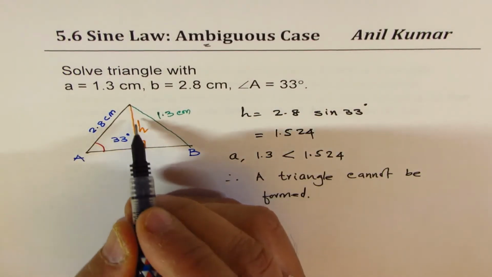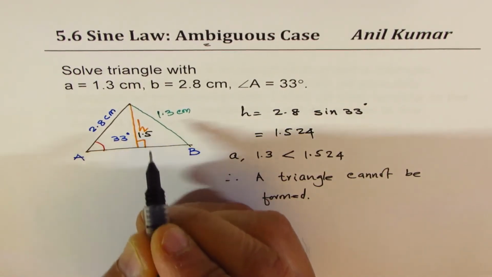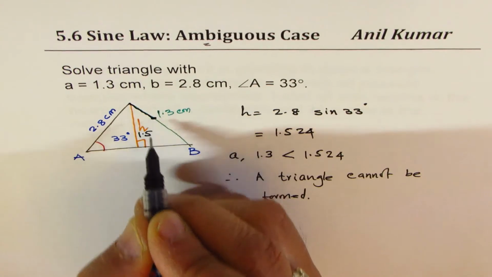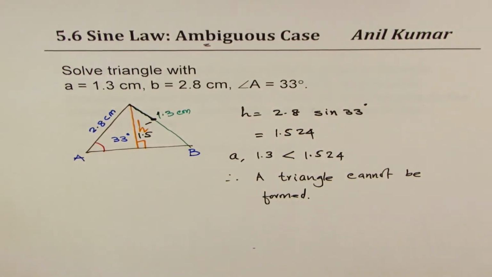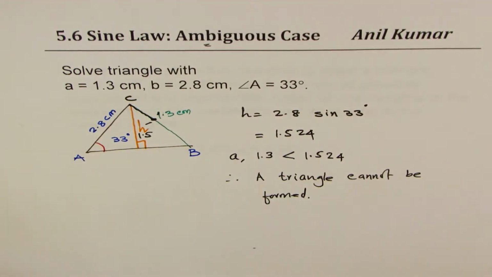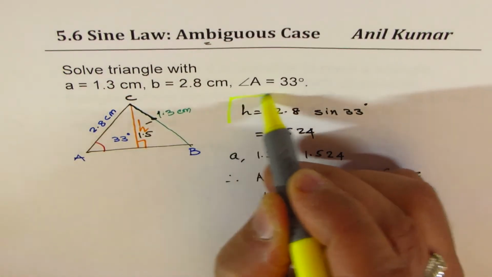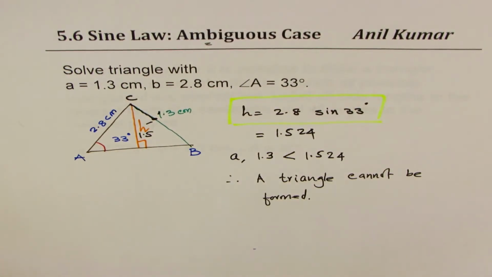It's only 1.3. This length is 1.5, so that is kind of short. Do you see that? Lesser than 1.5. So we cannot make a triangle. In this case, that is not possible, right? So that is an ambiguous case. Whenever we are given two sides and an acute angle, you should try for ambiguous cases by calculating the height or the altitude of the given triangle, right?